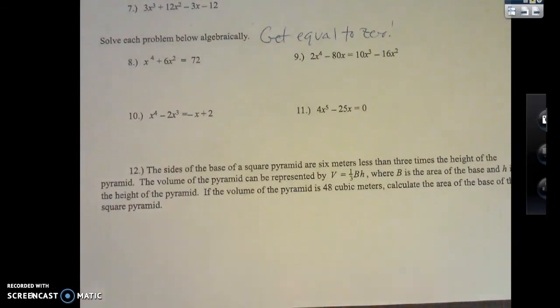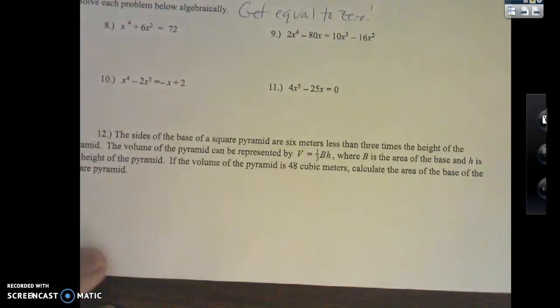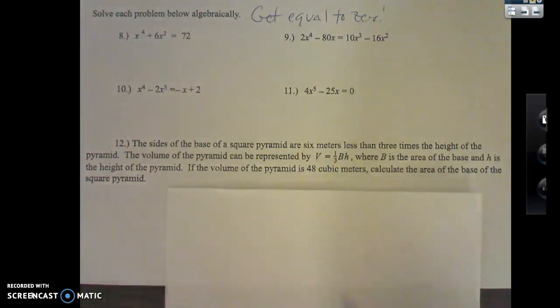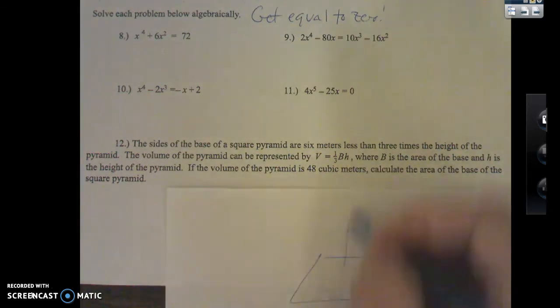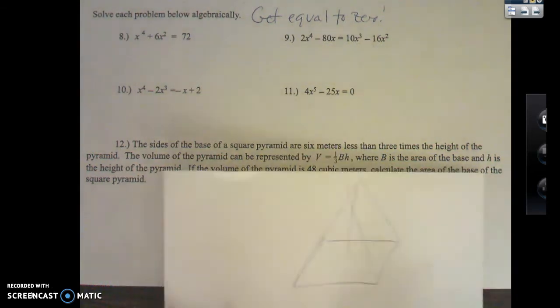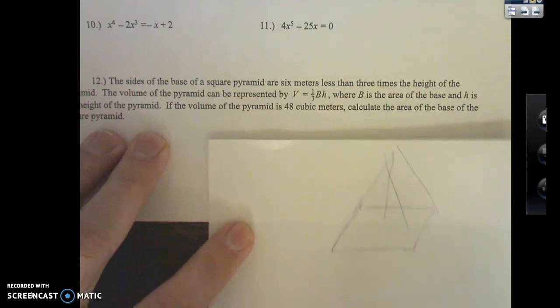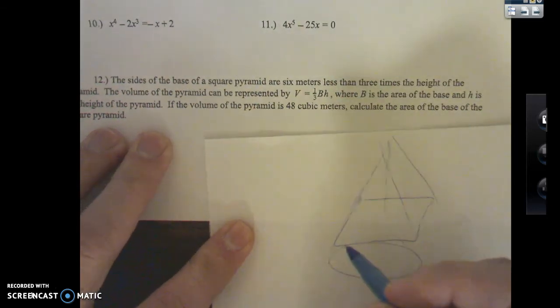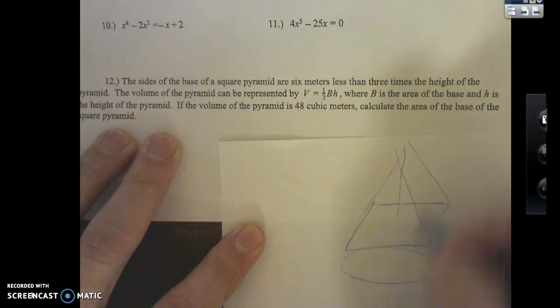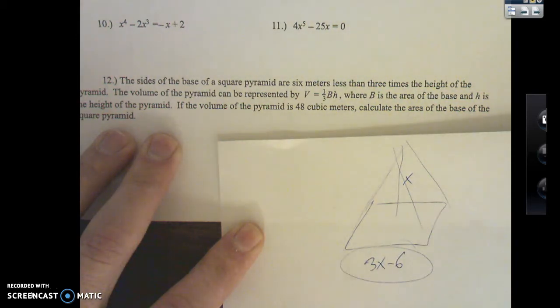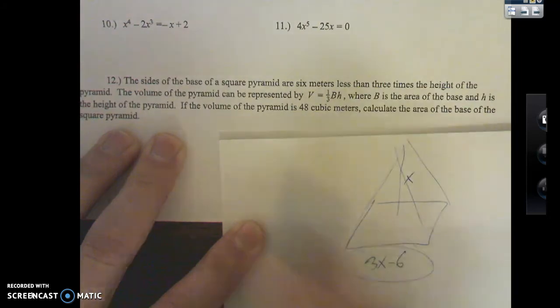Very good. Big problem at the end here. The sides of a base of a pyramid are 6 meters less than 3 times the height of the pyramid. So here we go. I've got roughly a pyramid that looks like this. What they're saying is the base of the pyramid is 6 meters less than 3 times the height. I'm going to call the height x. This is going to be 3x minus 6 as the base of my pyramid. That's just following the directions.